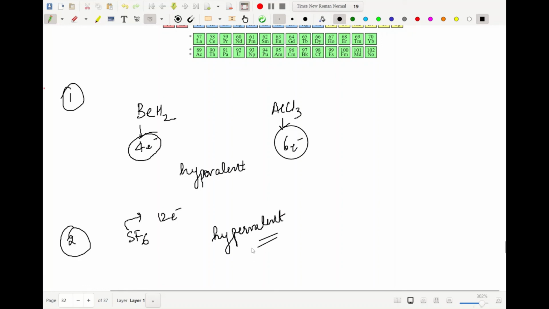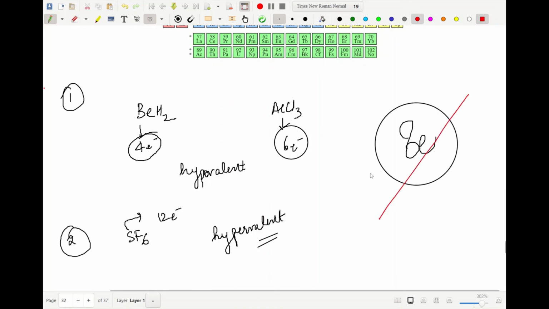So we do have compounds which do not have 8 electrons in the outermost shell and they are still formed, which basically tells us that the octet rule, or 8 electrons in the outermost shell, is not a necessity. If it happens, great, but if it does not happen, it does not define whether a molecule is going to be formed or not. So these were the main limitations of the octet rule.